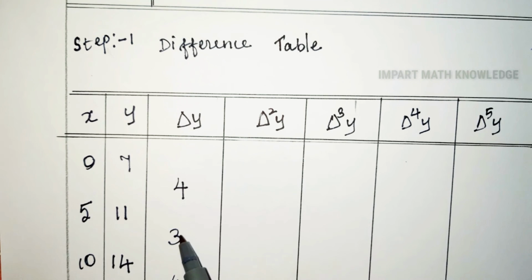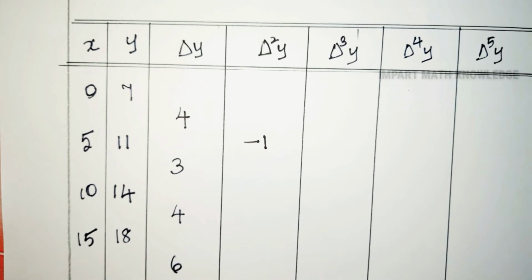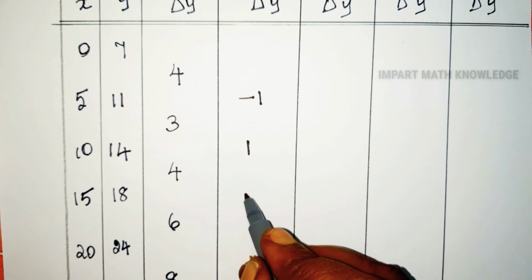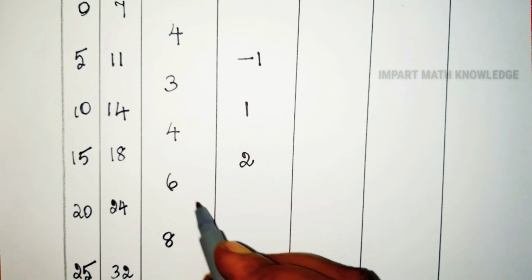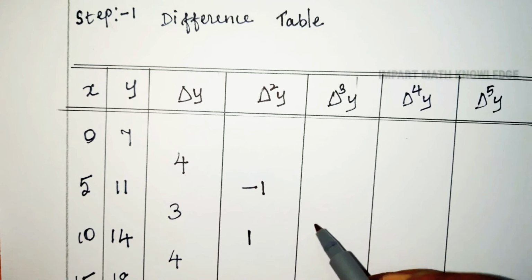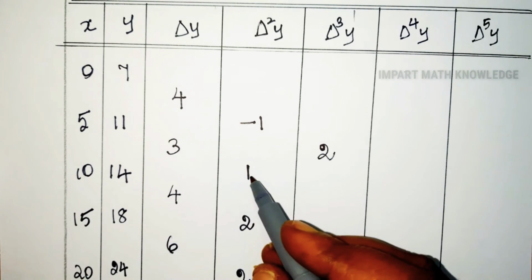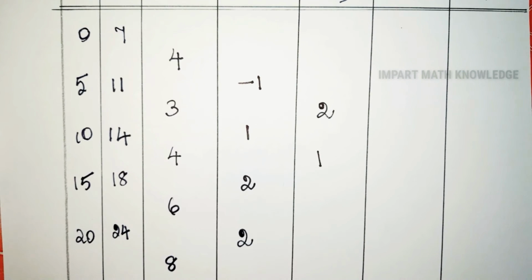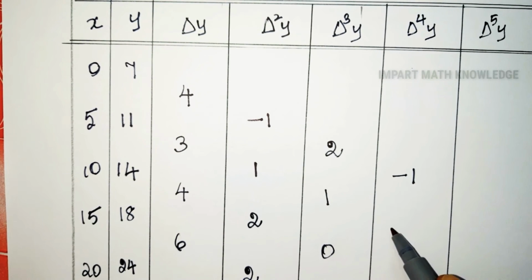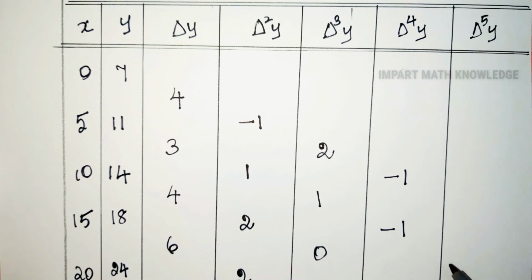Del square y is 3 minus 4 is minus 1. 4 minus 3 is plus 1. 6 minus 4 is 2. 8 minus 6 is 2. Now del cube is 1 minus of minus 1 is 2. 2 minus 1 is 1. 2 minus 2 is 0. Now del power 4 is 1 minus 2 is minus 1. 0 minus 1 is minus 1. Del power 5 is minus 1 minus of minus 1 is 0.